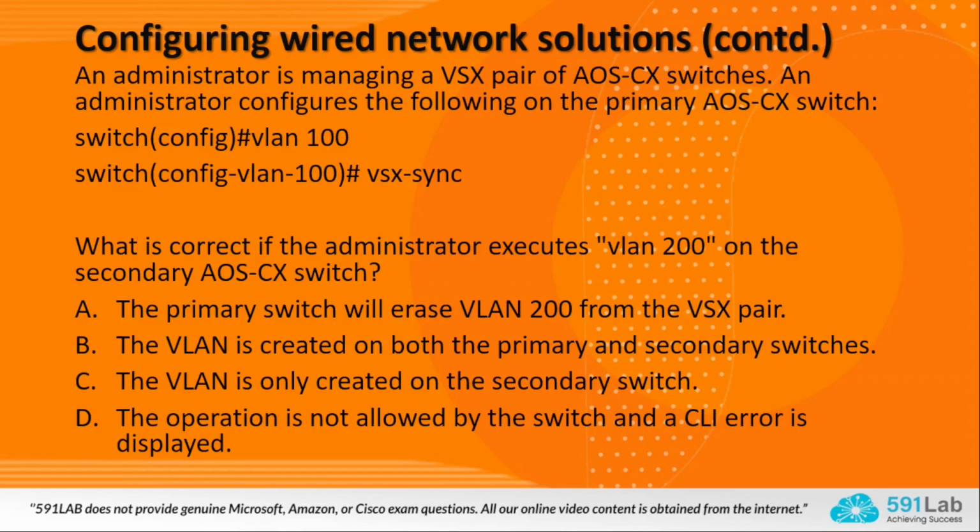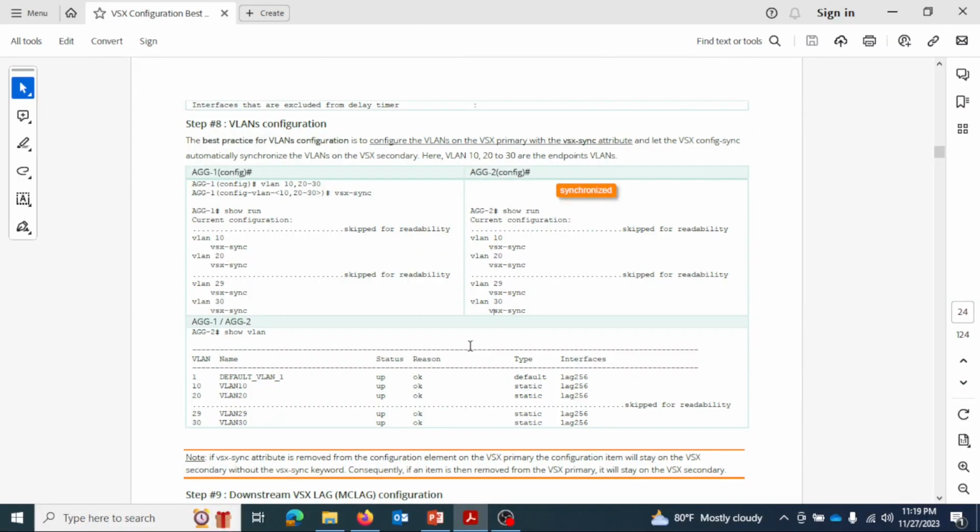We need to understand the functionality of the VSX-sync command. Look at the previous technical white paper on VSX. When you create VLANs on the primary switch with the VSX-sync command under the VLAN context, the secondary switch will get synchronized with those VLAN configurations. Now in this question, VLAN 200 was configured on the secondary switch. This is a valid scenario, and VLAN 200 will be there in the secondary switch.